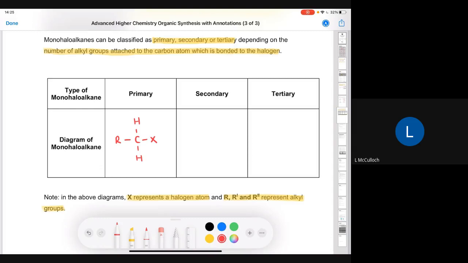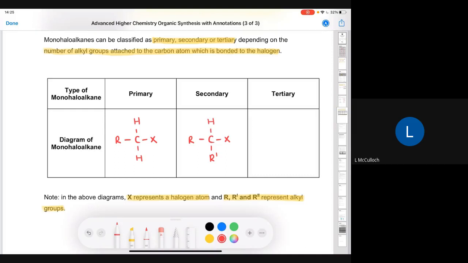For our secondary monohaloalkane, the carbon atom that's attached to the halogen is bonded to 2 alkyl groups. So those alkyl groups could be the same or they could be different. I'm just going to use R dash and R. They can be the same, they can be different. It really doesn't make any difference whatsoever. Okay, and then of course this carbon will be made to have 4 bonds with an additional hydrogen.